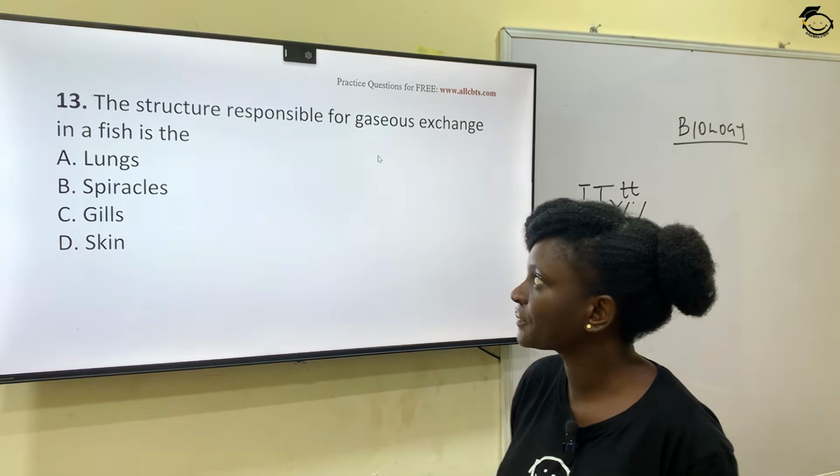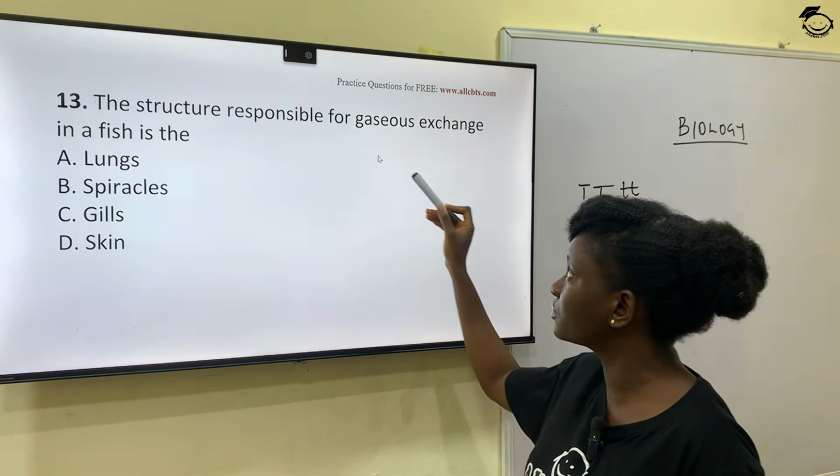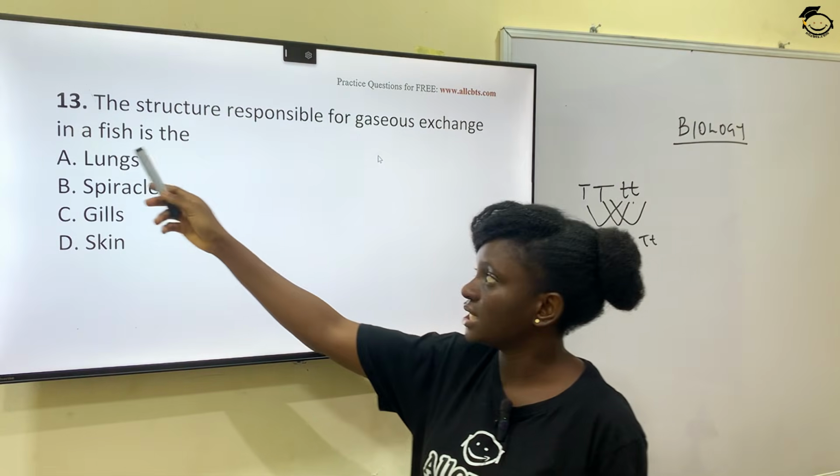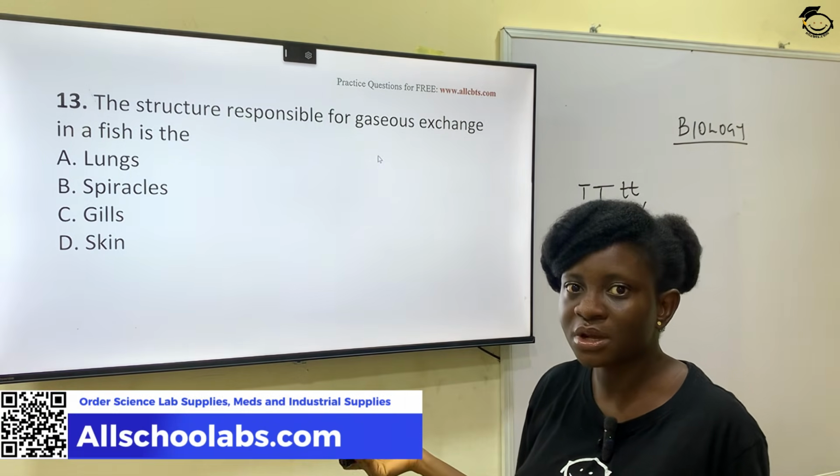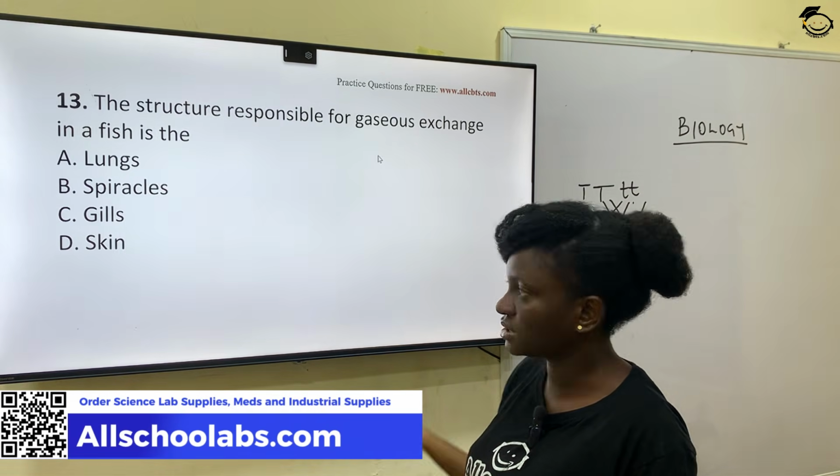Question 13. The structure responsible for gaseous exchange in a fish is, so in a fish, which structure is responsible for gaseous exchange?